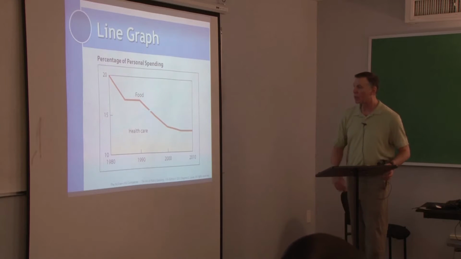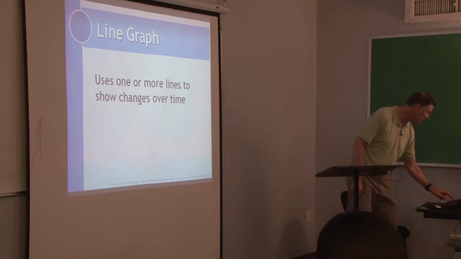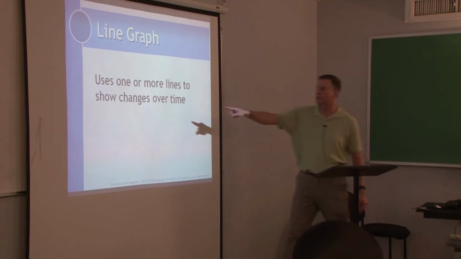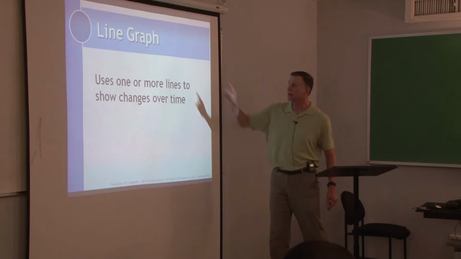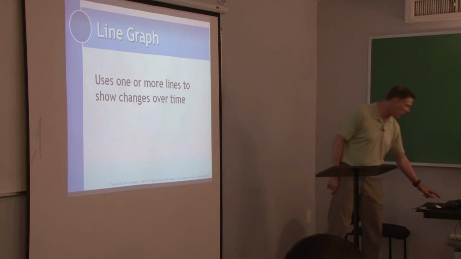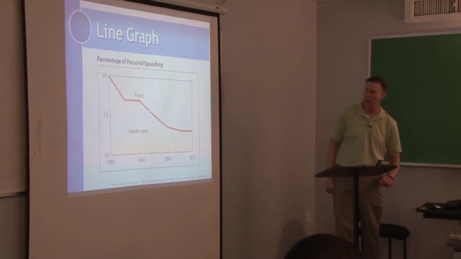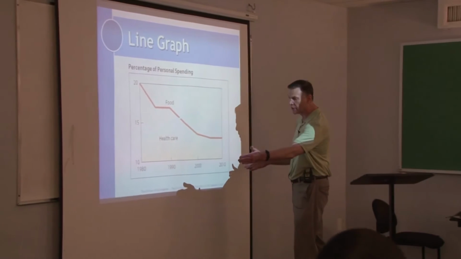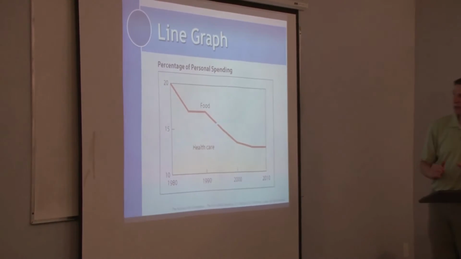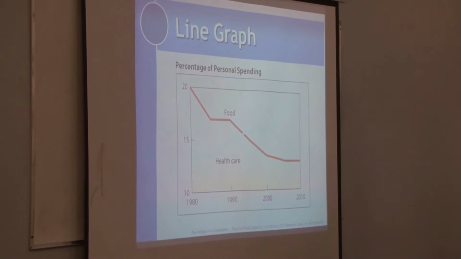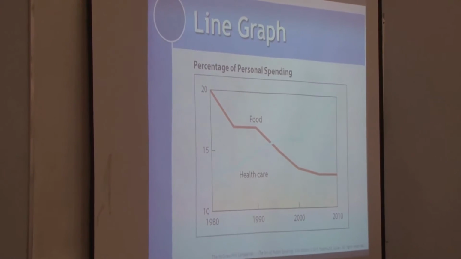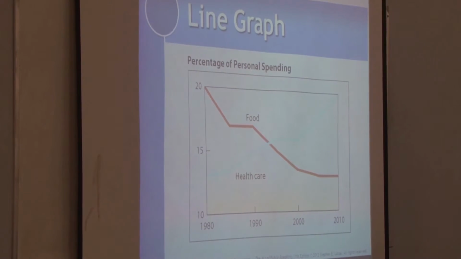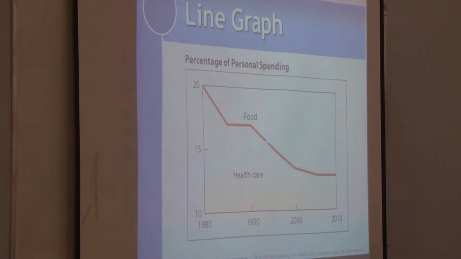And I want to go back just to say, it discusses changes over time. That's the reason that you might want to use a line graph, is to give you information that's showing you a situation that's happening over a 30-year period. Okay? And you can see that in 1980, food was 20% of your personal spending. You guys spend 20% on food for your personal spending today?